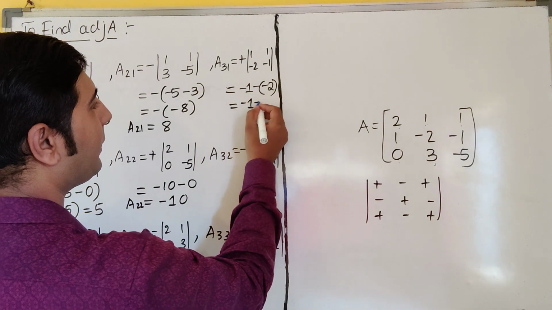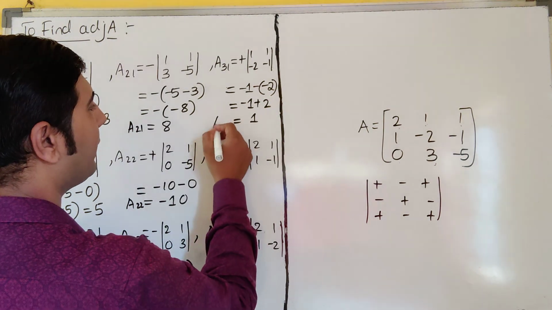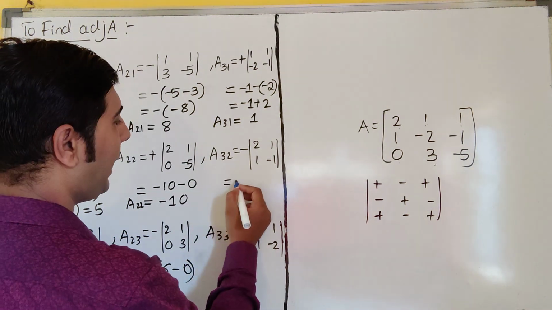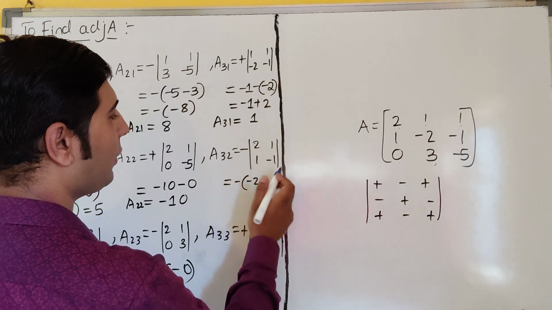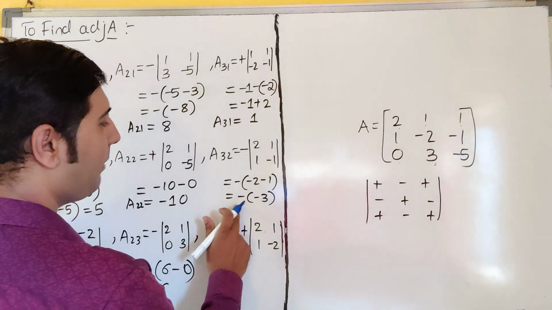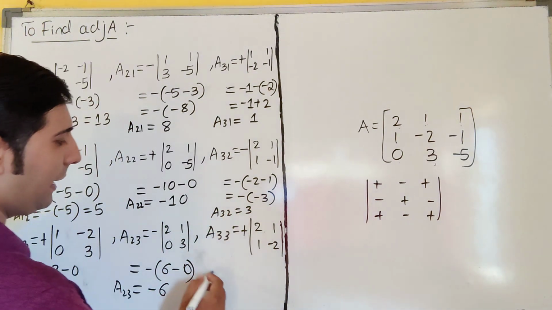So minus into minus plus 2. 2 minus 1 is how much? 1, dear students. This is nothing but A31. Now A32 you see. Minus I will write 2 into minus 1 is minus 2. Minus I will write 1 into 1 is 1. So minus 2 minus 3. Minus into minus plus 3 you can write.